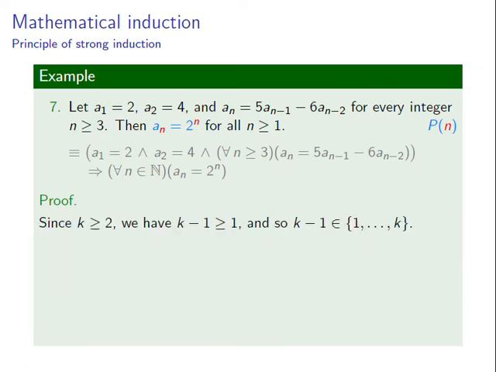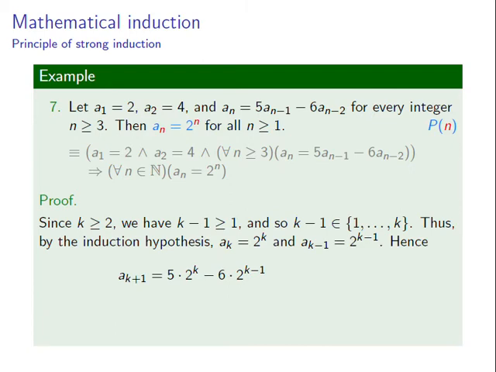Also, k minus 1 is greater than or equal to 1. So k minus 1 is one of the natural numbers from 1 to k. Thus, by the induction hypothesis, the condition P holds for both k and k minus 1. That is, ak is equal to 2 raised to k, and a(k-1) is equal to 2 raised to k minus 1.